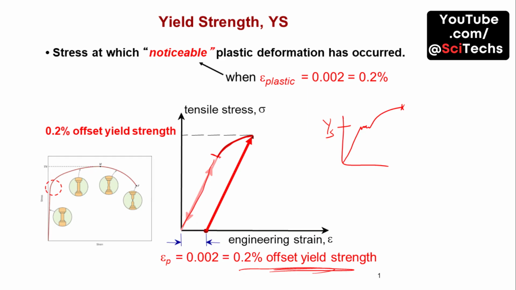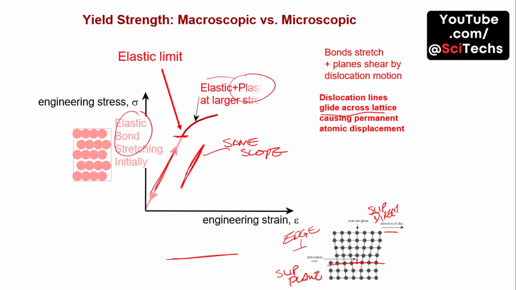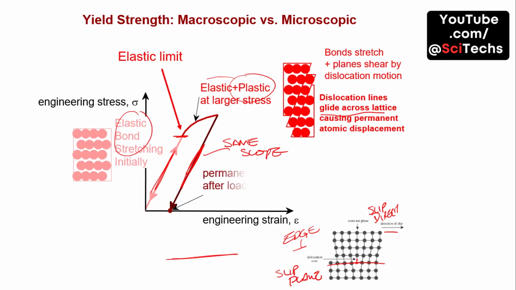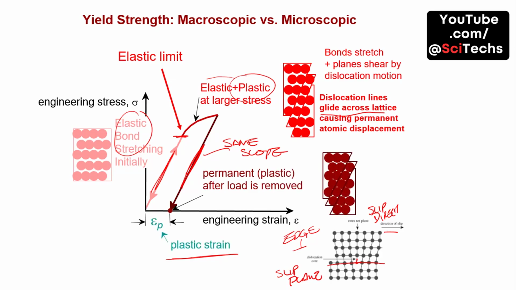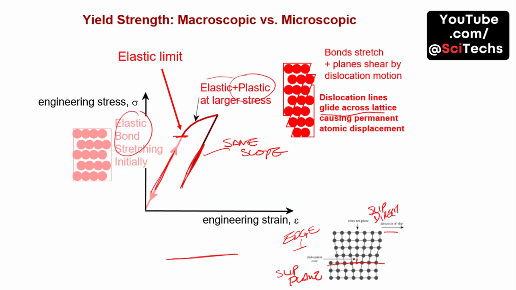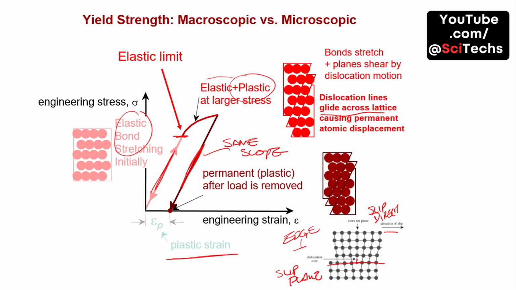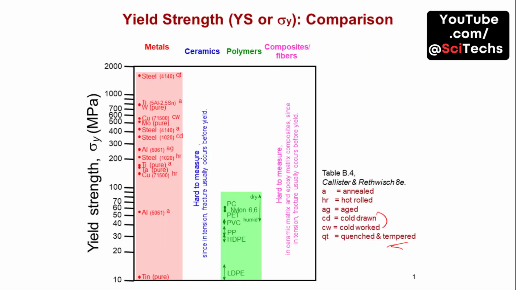Yield strength is the stress at which noticeable plastic deformation occurs. It is determined using a 0.2% offset method. At the yield point, bonds stretch and planes shear, causing permanent atomic displacement. This marks the transition from elastic to plastic deformation. Comparing yield strength across materials, metals generally have higher values than ceramics, polymers, and composites.